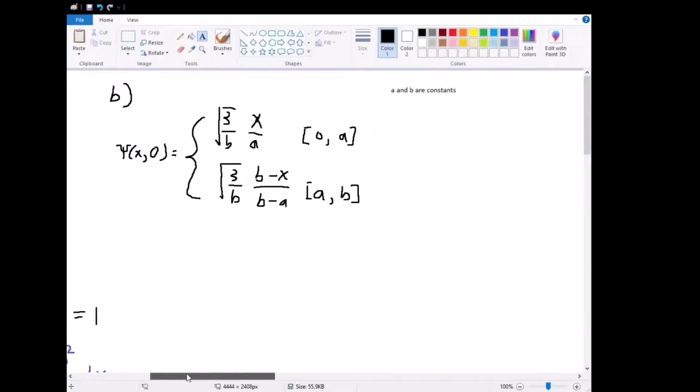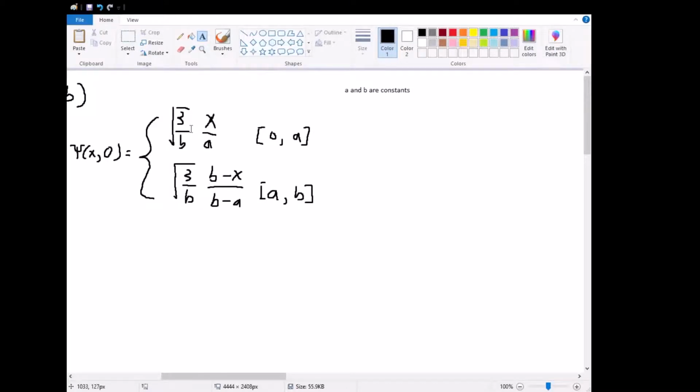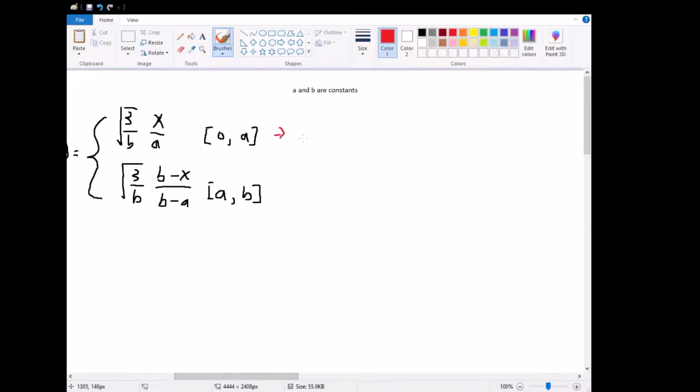And because of that, we can combine them together to form another constant c. So in this way, one thing we can do is rewrite our functions. From 0 to a, the psi function of square root of 3 over b times x divided by a, we can rewrite as square root of 3 divided by a times square root of b. I'm just rewriting it to make it neater, and then all of this multiplied by x.